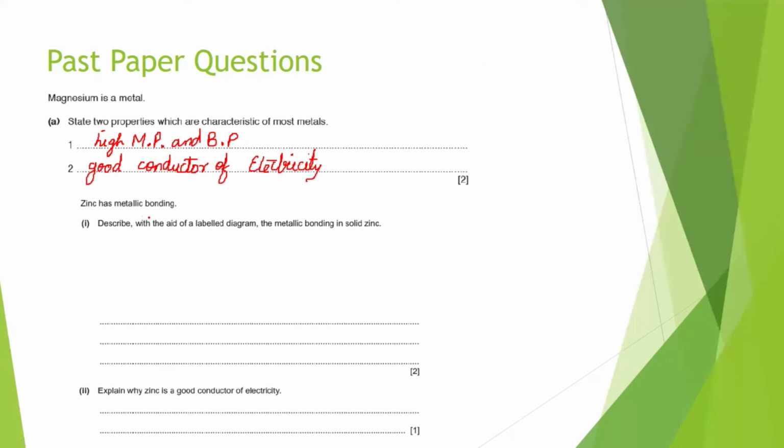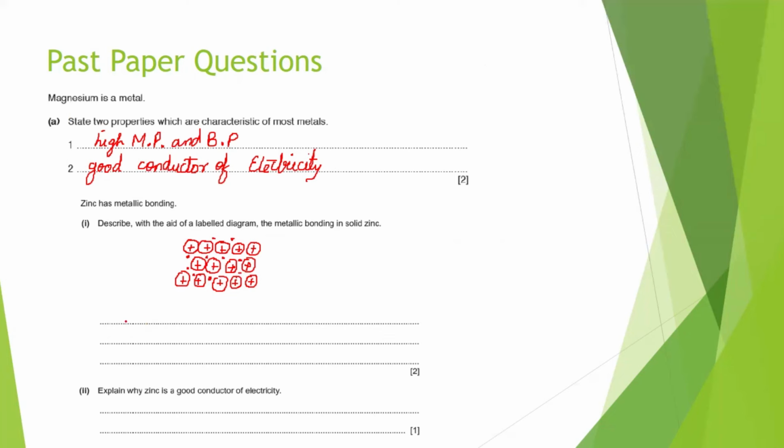Zinc has metallic bonding. So you can see we have to draw this metallic bonding like this. And now we can show the delocalized electrons in between them. These are delocalized electrons that we have to show.